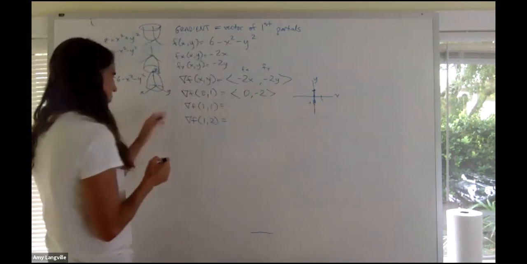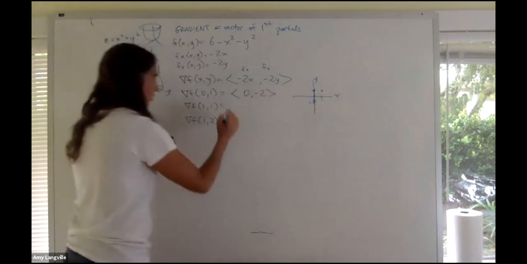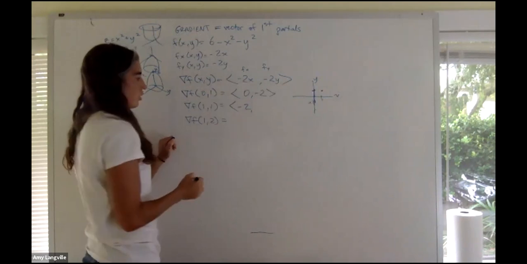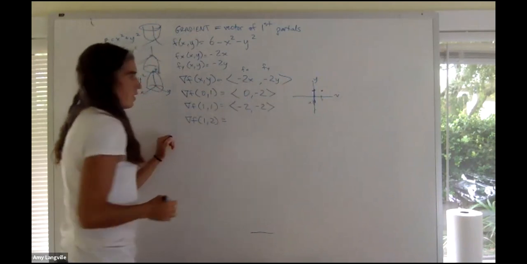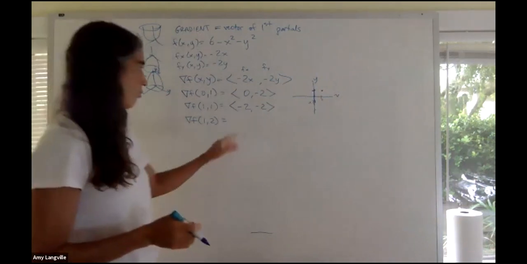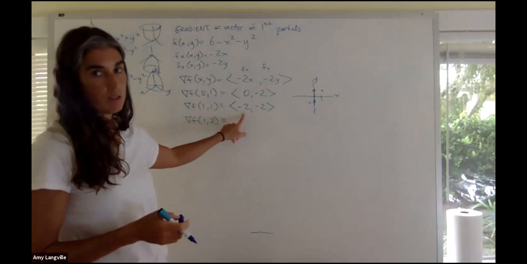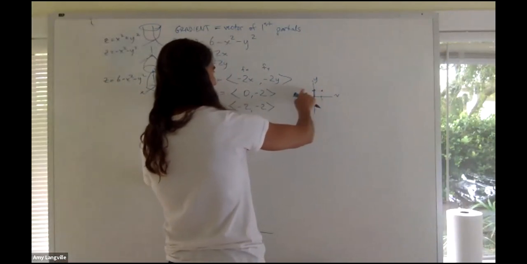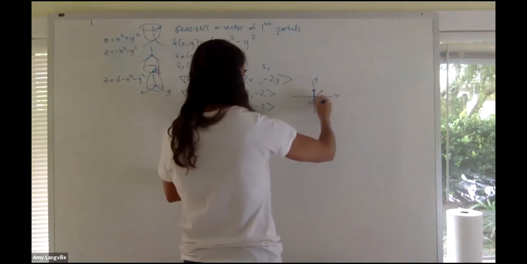Okay, let's put in a few more. What is it at the point 1, 1? So we'd start here and we draw this vector. When x is 1, I get minus 2 in the first component. When y is 1, I get minus 2 in the second component. So I'm now going to draw the vector from the point 1, 1 in the direction minus 2, minus 2. So I start at the point 1, 1. I go minus 2 along the x, minus 2 along the y, and I'd be here.